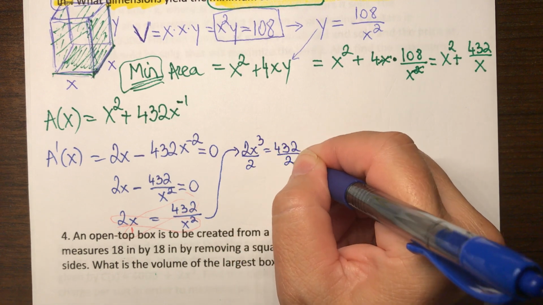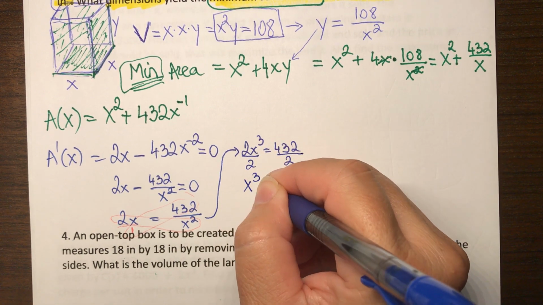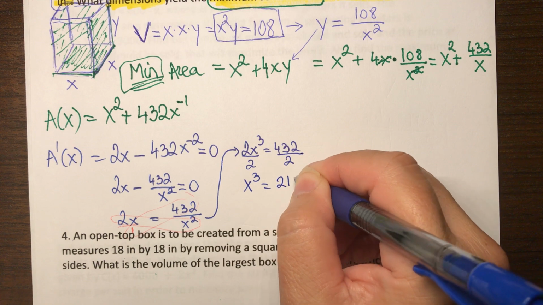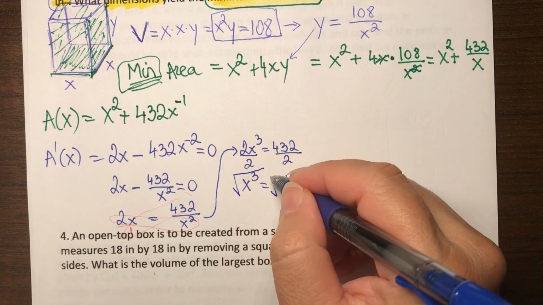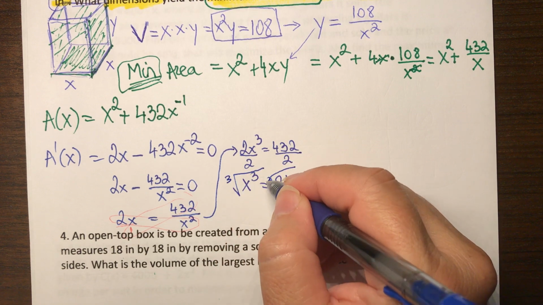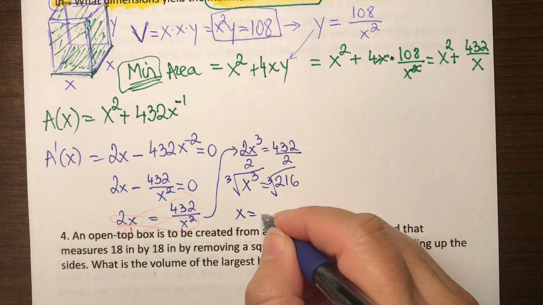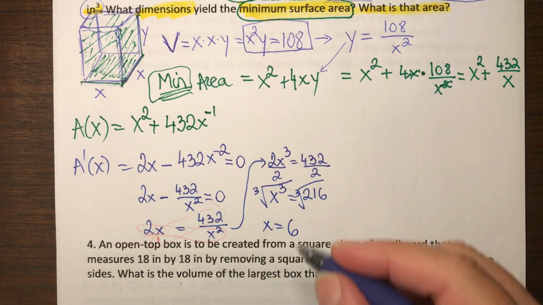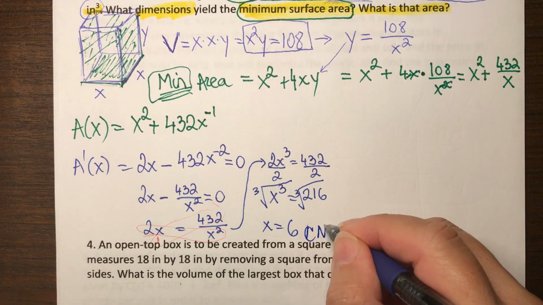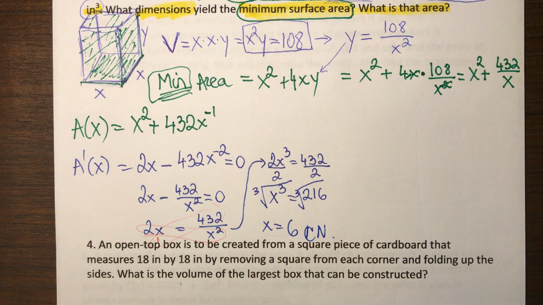Divide by 2 on both sides. So that's 216. Okay, the last thing to do to get to x is take the cube root. So x is going to, by the way, be 6. So we solved this equation. This is our critical number. Okay, great.